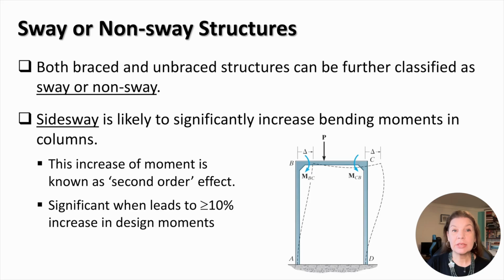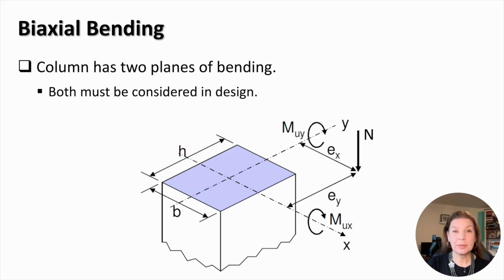This increase of moment is known as second-order effect and is significant when it leads to more than 10% increase in design moments. Bending around all principal axes should be considered in the design of columns. For example, rectangular columns have two principal axes. Both must be considered in design.